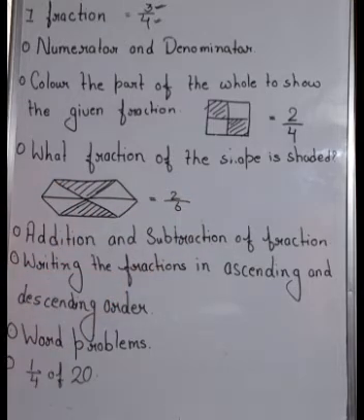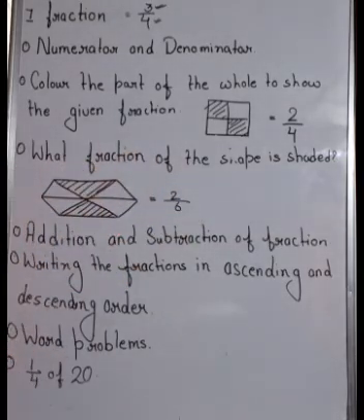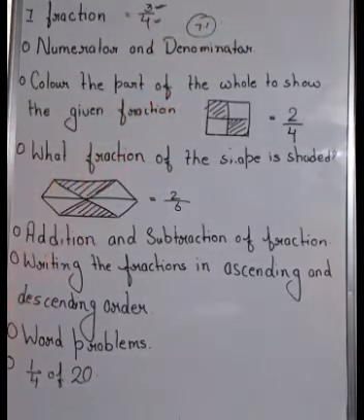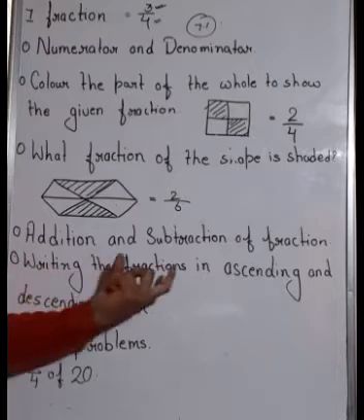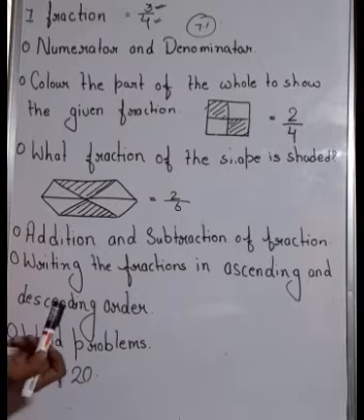Similarly, you have a question on what fraction of the shape is not shaded. Okay, these all questions are in your exercise 7.1. So go through your exercise very properly. Okay. Next is your addition and subtraction of fractions. You should know how to add and subtract two different fractions.